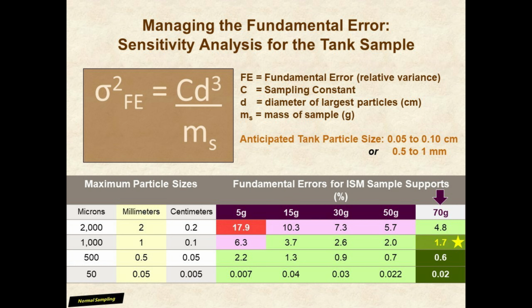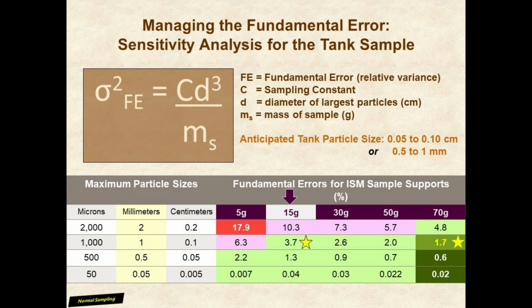In the cell below, for a particle size of 1 millimeter, the actual anticipated largest particle size, the fundamental error value is 1.7% and is comfortably below the 5% limit. For certain radionuclides, laboratory subsampling may be performed. This introduces another fundamental error by selecting a portion of the 70-gram mass to represent a single sample location. We chose a subsample mass of 15 grams that matched the minimum mass a robot might collect.